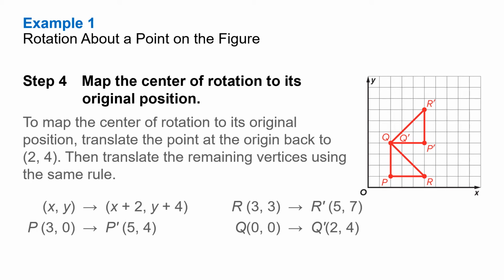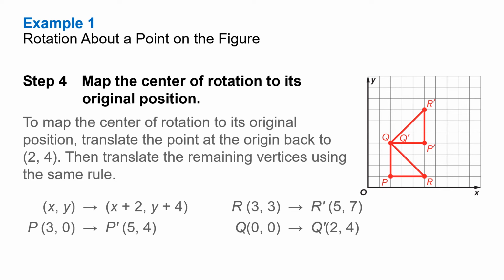Finally, we have to map the center of rotation to its original position. Since point Q is on (0, 0), and it's supposed to be on (2, 4), we have to go to the right 2 and up 4. So we're going to apply that transformation to points P and R.